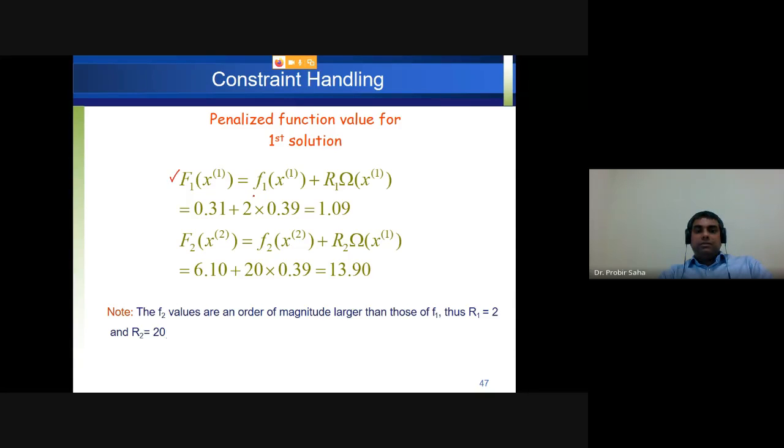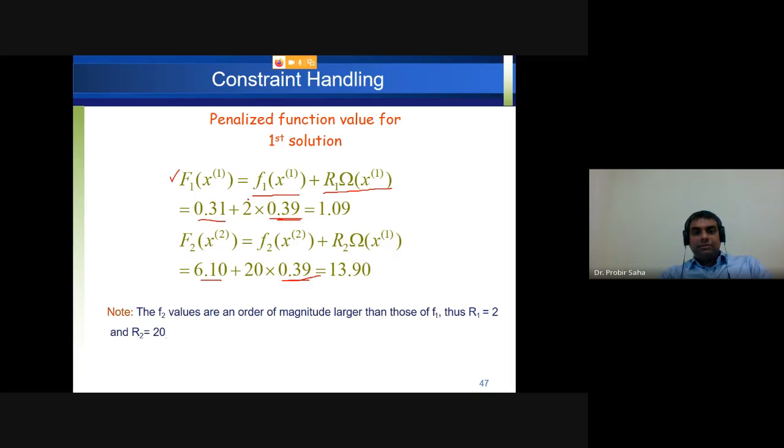How will I do that? Whatever the existing value is there, and then I have to add this violation amount. Now, for solution 1, already the fitness was 0.31. Now I have got this omega value, this penalty parameter. And again for F2, I have already that solution, and I have also got the penalized value.